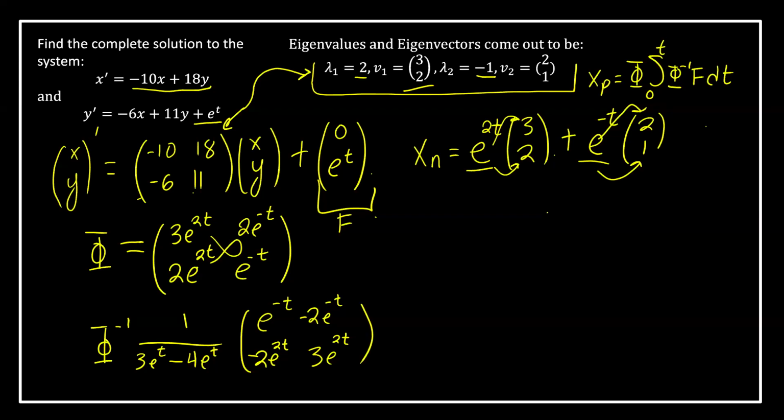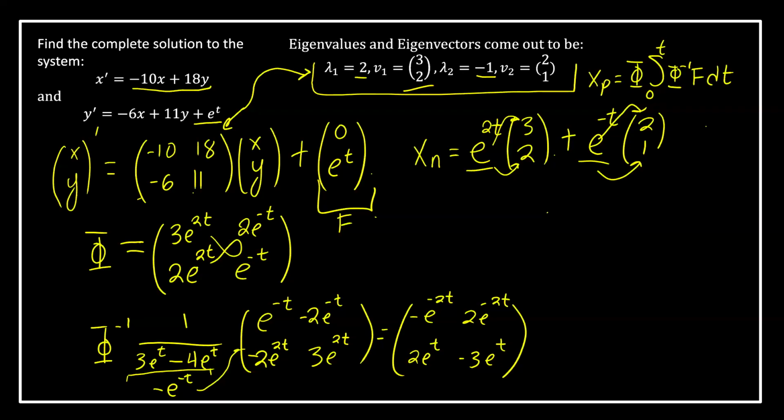Now, this denominator of our determinant, we can combine those, and that's the same thing as a minus e to the minus t if we were to move it up. So we're just going to multiply a minus e to the minus t into this matrix. So we get minus e to the minus 2t, 2e to the minus 2t, 2e to the t, and minus 3e to the t. And now we have our inverse phi, or inverse Green's matrix. Cool? Now we just plug our pieces into that equation up there.